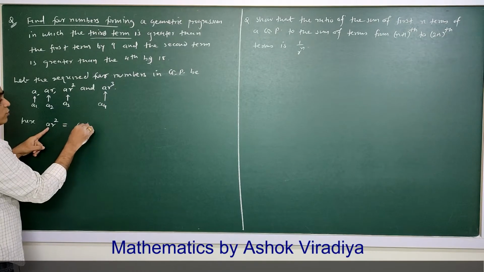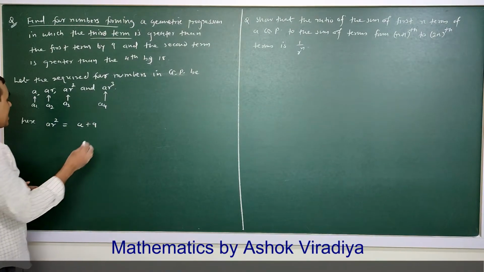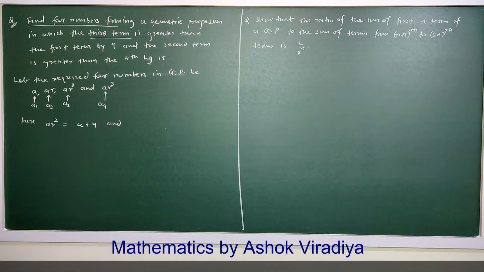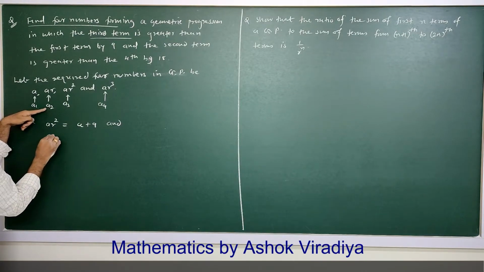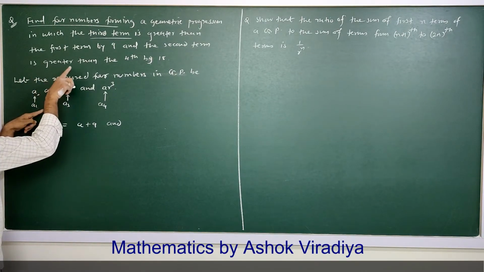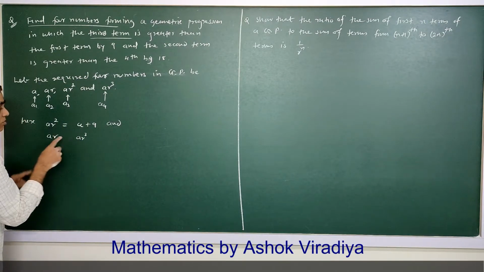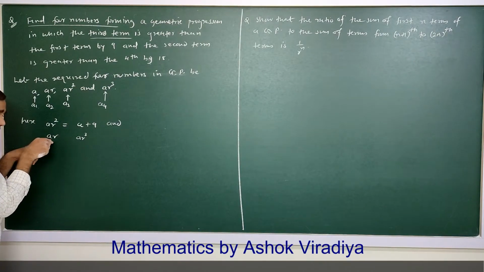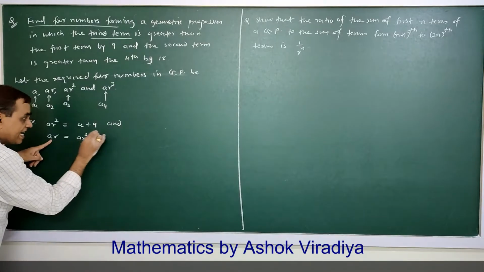So this is equal to AR square is A plus 9. This is 9 more, so add 9 on this side. And one more statement is given. The second term is AR. It is greater than the fourth term by 18. The fourth term is AR cube. Now this is greater than the fourth term by 18. So this is 18 more, so to join them by the sign of equality, because this is 18 more, you have to add 18 on this side.